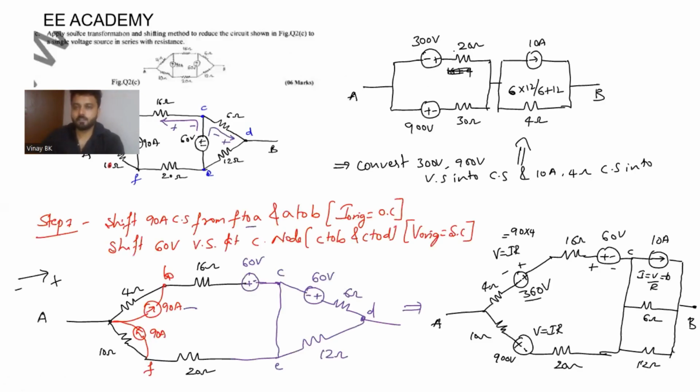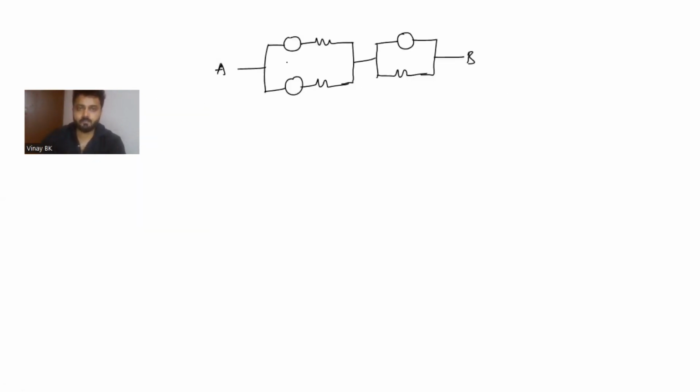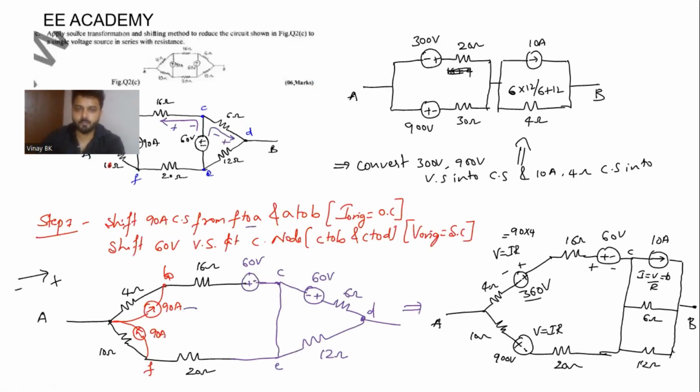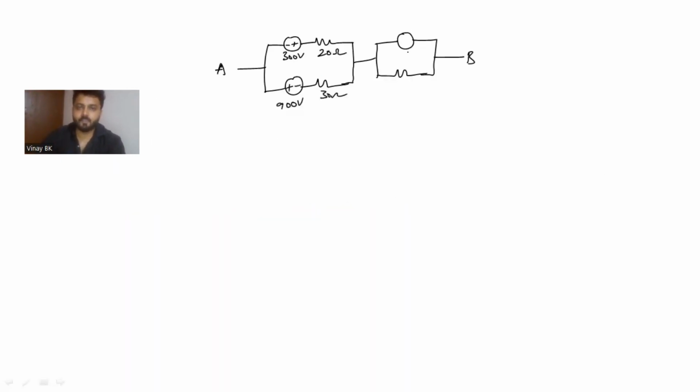So what are the values? 300 volts, minus plus, and the value of resistor is 20 ohm, 30 ohm, 900 volts, and the polarity is plus and minus. So here the direction of current is from here, I is 10 amperes, 4 ohm.